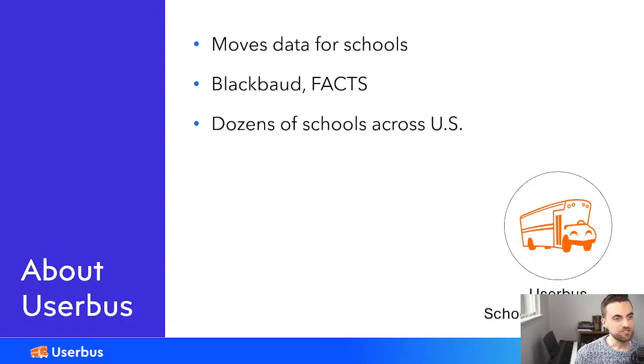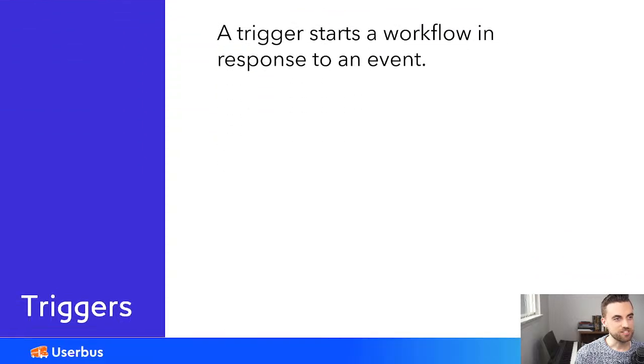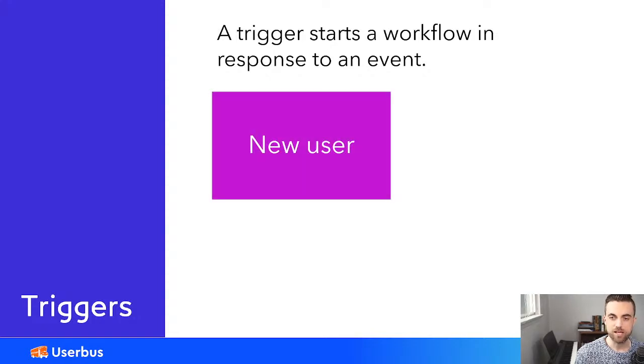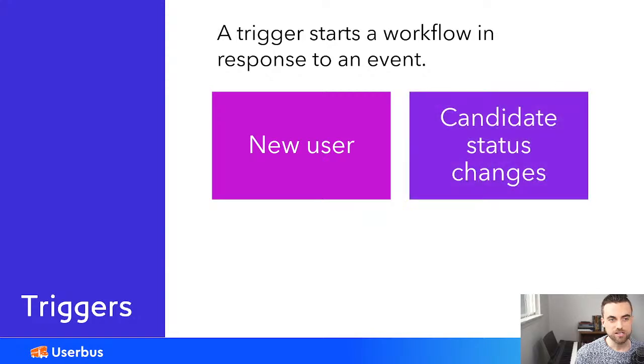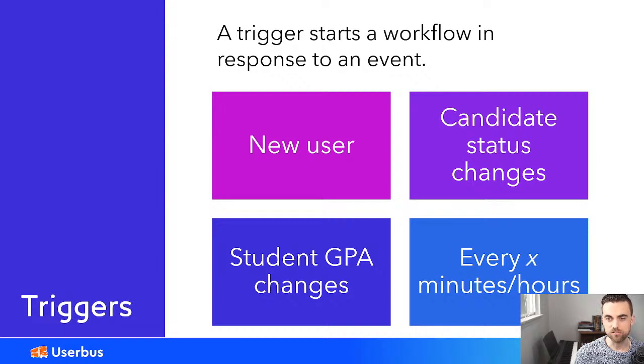All right, so let's dive into the topic at hand. What are automation triggers? My definition is that a trigger is something that starts a workflow in response to an event. I'll give you some examples, from a Blackbaud schools perspective. Let's say you have a new user in Blackbaud. Let's say that you have a candidate if you're using enrollment management, and a candidate's status changes. Another possibility is you have a student with a GPA and it dips below or rises above a certain level, and you want to take some action when that happens. Or you can have something happen on a schedule, every certain number of minutes or every certain number of hours.